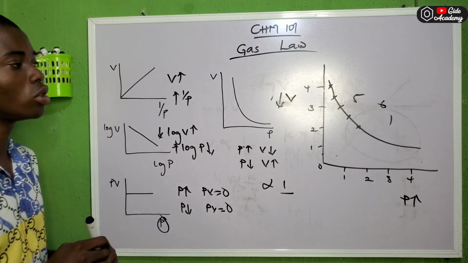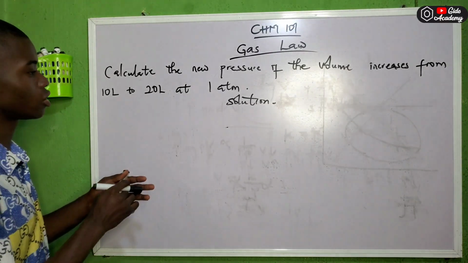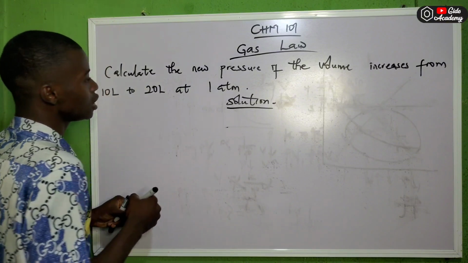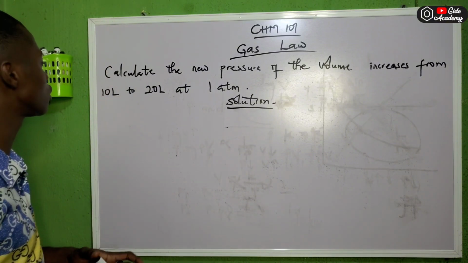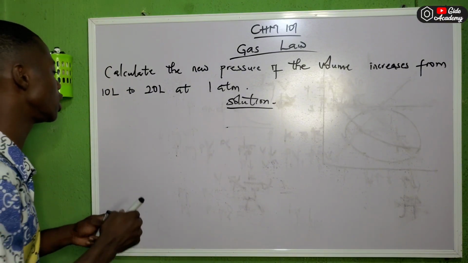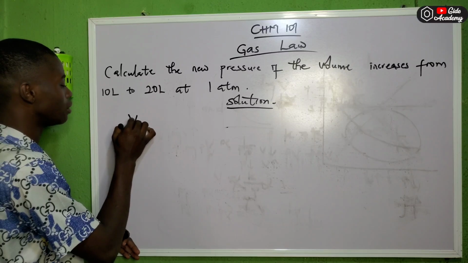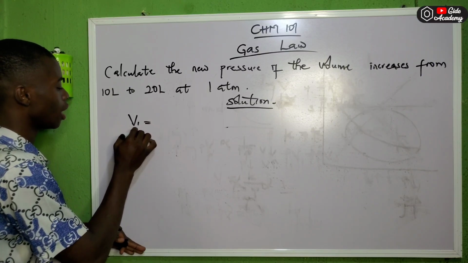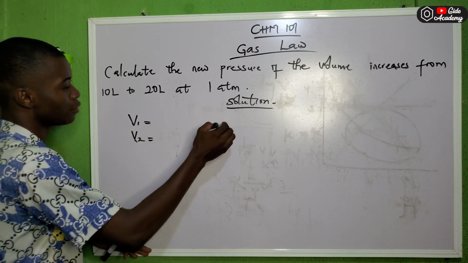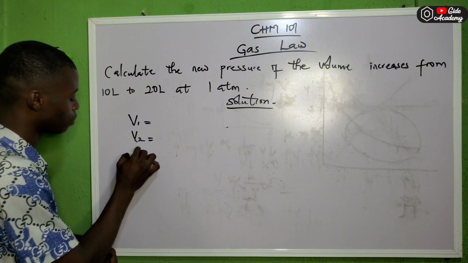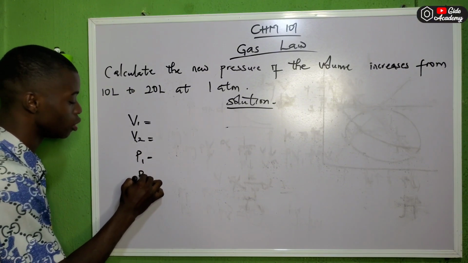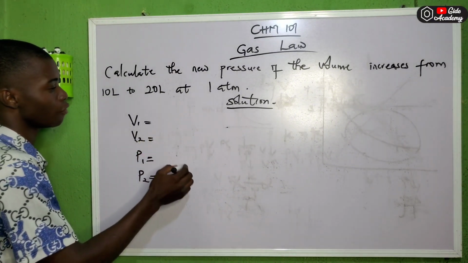Let me quickly give you one equation then. Now let me just try something like this out. Calculate the new pressure if the volume increases from 10 liter to 20 liter. That means our V1 volume increases. We have V1, we have V2, we have P1, and we have what? P2. But before we start, let's write our formula.